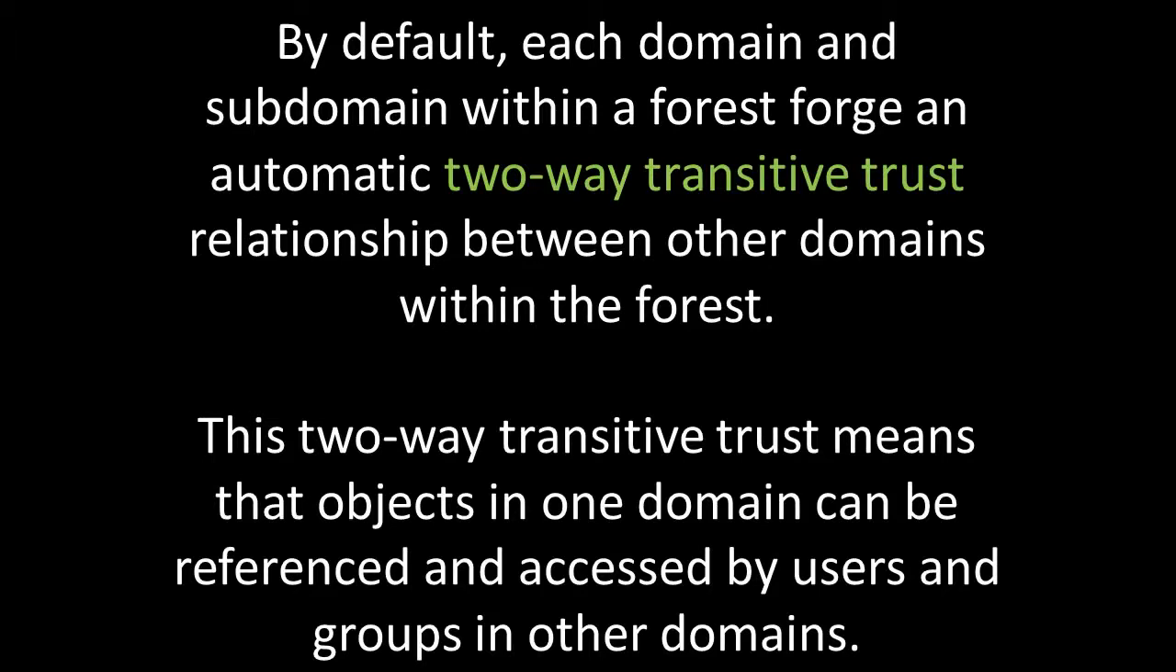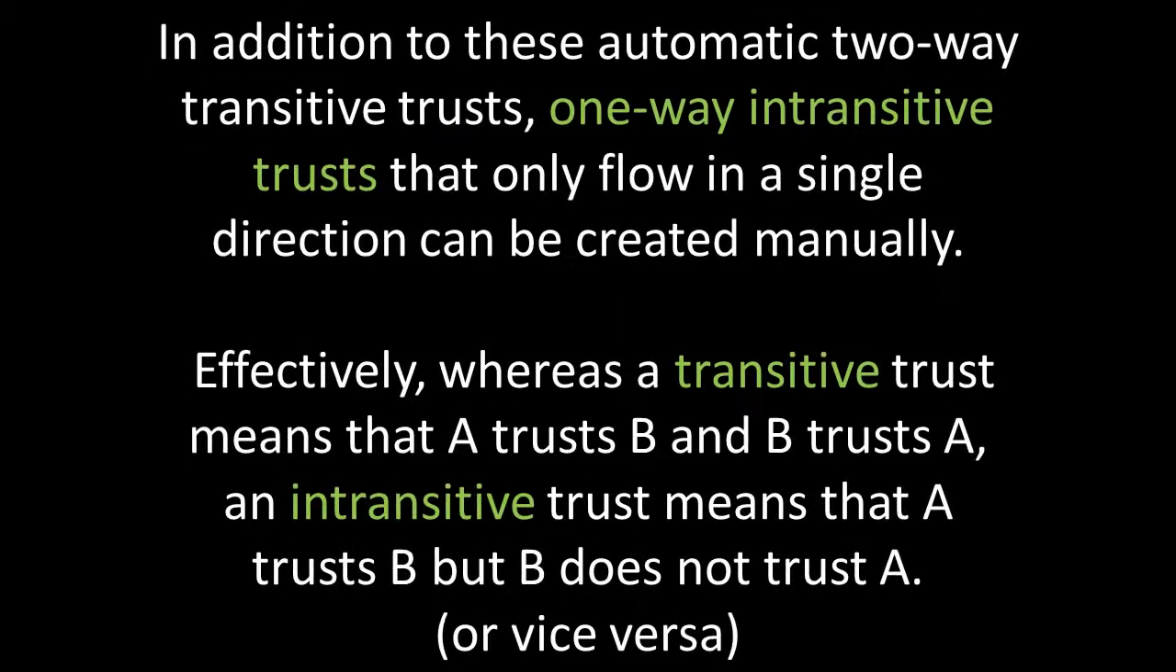By default, each domain and subdomain within a forest forge an automatic two-way transitive trust relationship with other domains within the forest. This two-way transitive trust means that objects in one domain can be referenced and accessed by users and groups in other domains. In addition to these automatic two-way transitive trusts, one-way intransitive trusts that only flow in a single direction can be created manually. Effectively, whereas a transitive trust means that A trusts B and B trusts A, an intransitive trust means that A trusts B but B does not trust A, or vice versa.